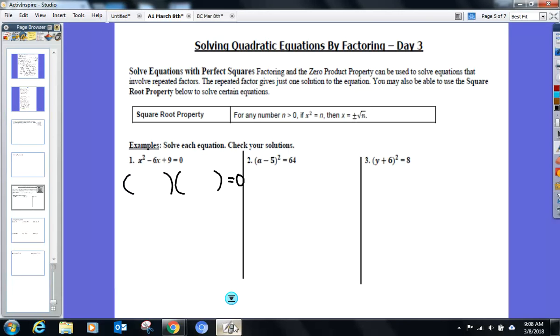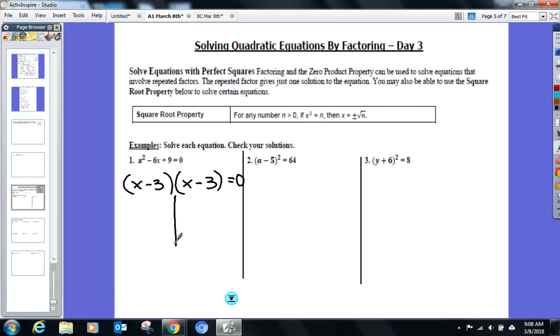Kaylee, what do you have? -3, -3, good. Two numbers that multiply to +9 but add to -6. Here's where we got to be. If you're sitting there right now being like, whoa, no idea how that came from, you got to get in here. I don't know what else to tell you.